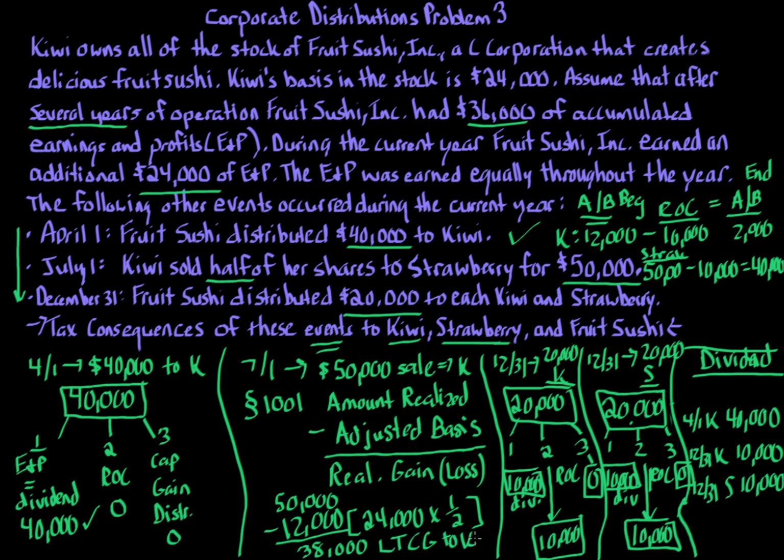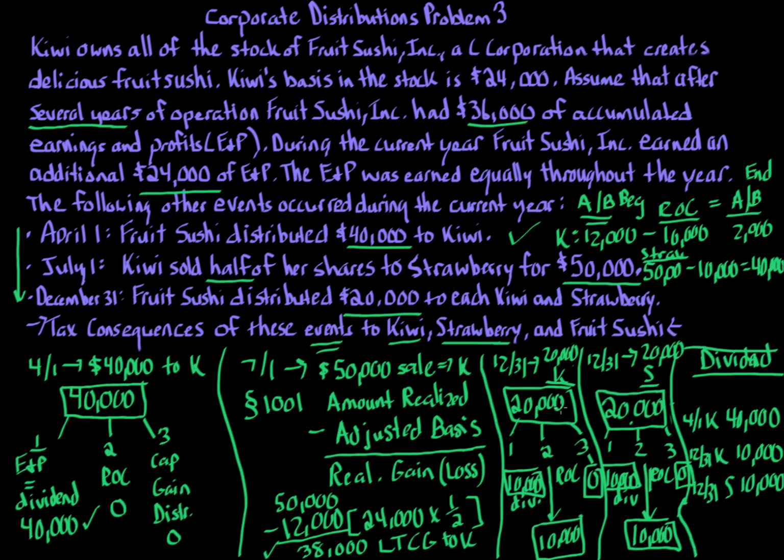That's the Kiwi, right? And Kiwi has remaining basis in the half the stock left over of 12,000 because 24 times 1/2 is 12. So 12 left over. Then on December 31st, each Kiwi and Strawberry both receive a $20,000 distribution. They both have the same consequences with respect to distribution. 10,000 is dividend and 10,000 is return of capital, no capital gain.